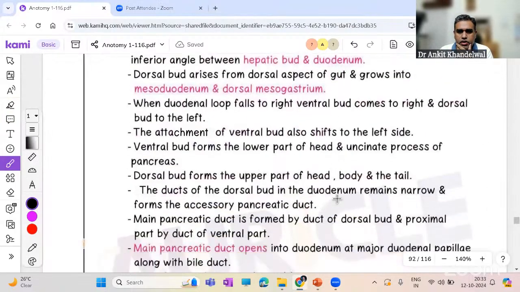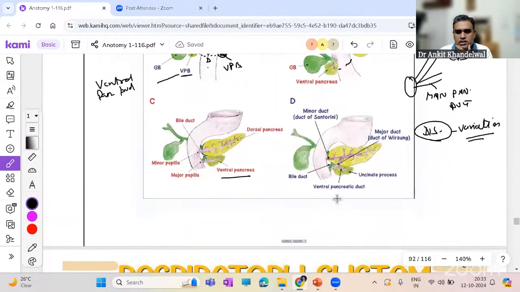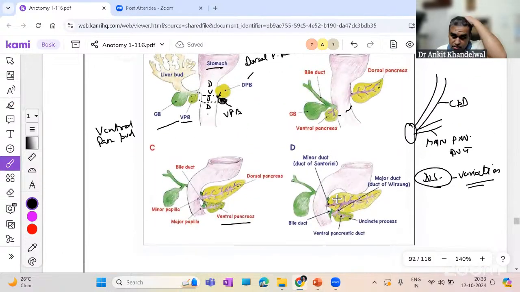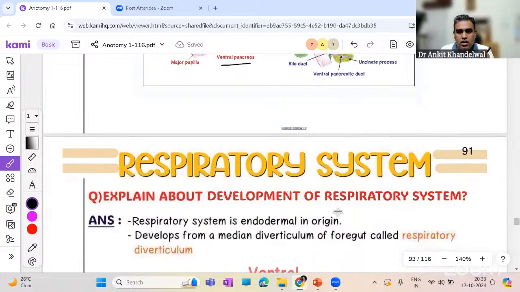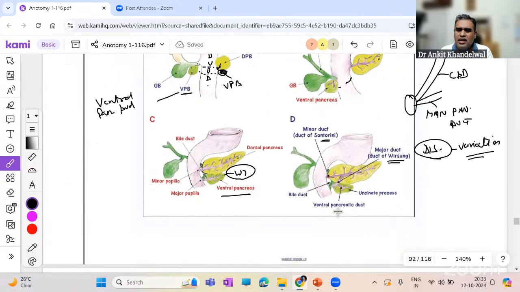So we have all of this: ventral bud, dorsal bud, and all this stuff. But remember, it is endodermal first of all, and there are two buds, and they normally fuse around the seventh week, week 7. We should know that the major duct is Wirsung and the minor duct is Santorini, and if they don't fuse, then problems start to arise. Pancreatitis may also start to arise. So this was the pancreas, and mainly the gut is coming from endoderm.